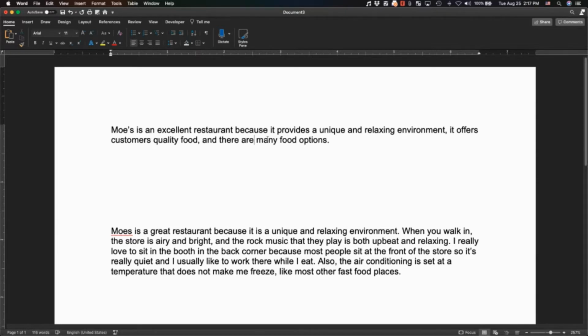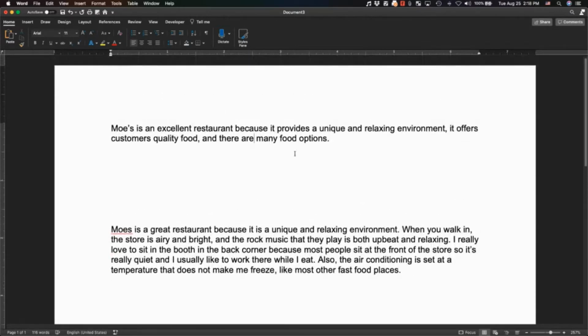Moe's is an excellent restaurant because it provides a unique and relaxing environment. It offers customers quality food, and there are many food options, right? So boom, we know we're talking about Moe's being an excellent restaurant. That's our statement of purpose. And then we know that the first forecast element, and thus body paragraph 1, is that it provides a unique and relaxing environment. Body paragraph 2 is going to be talking about the quality food. And then body paragraph 3 is going to be talking about the food options, right? So cool. We've now got that checked off.